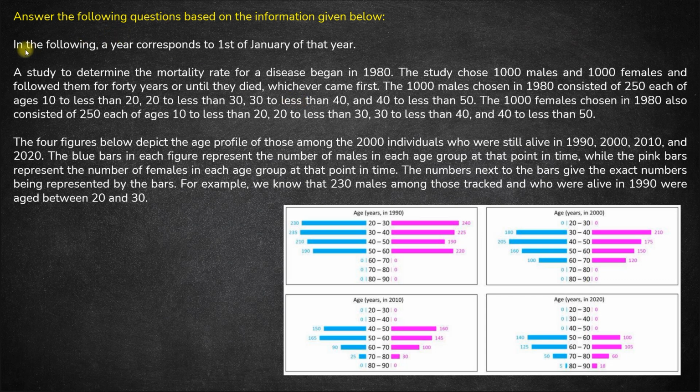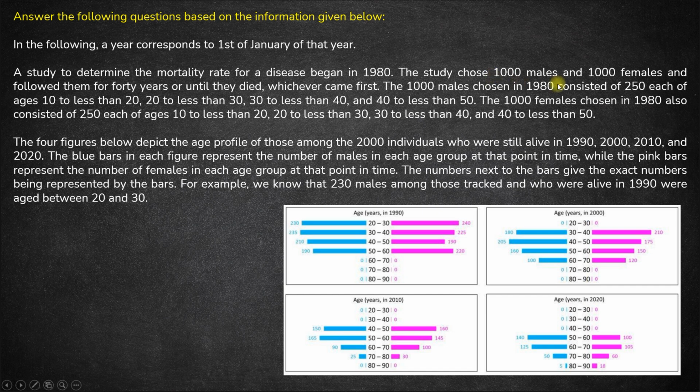Hi, in this set, in the following, a year corresponds to 1st of January of that year. So if you are talking about 1980, that means we are talking about a particular day in 1980, which is the 1st of January. Fine. So a study to determine the mortality rate for a disease began in 1980.